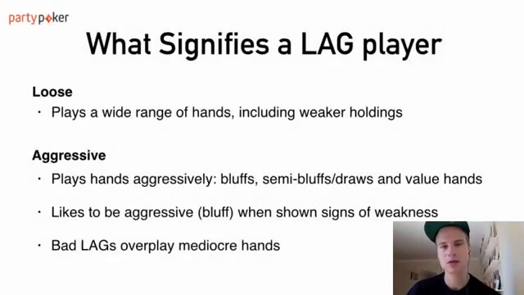What signifies a loose-aggressive player is that he plays a wide range of hands, including weaker hands. He plays his hands aggressively, meaning his bluffs, his draws, and his value hands. This player likes to be aggressive when shown signs of weakness, and bad loose-aggressive players tend to overplay their value hands. For example, you can see this player type re-raise all in on the flop with second pair or a weak top pair.